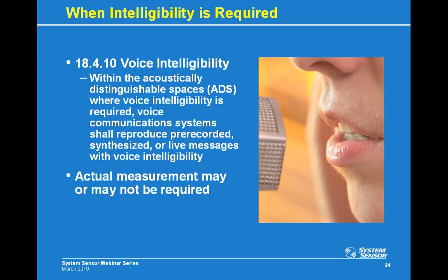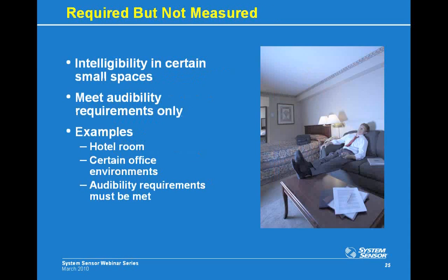In some instances, intelligibility may be required, but not have to be tested or verified. Some areas would include hotel rooms or some smaller office spaces. In spaces such as these, it's enough just to ensure that those conducting the testing can hear and understand the message in these small spaces. It's considered adequate for these spaces to only meet the audibility requirements, and it's assumed due to the size of these spaces that occupants will be able to understand the messages.